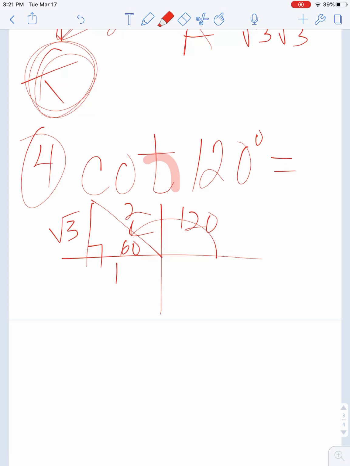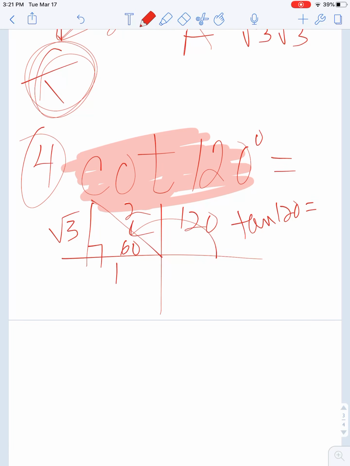I don't like cotangent, right? We don't like cotangent. We like tangent better. So I'm going to think about what is the tangent of 120. Tangent is opposite over hypotenuse. So you can either think this is hypotenuse over opposite or just find it here and then we'll flip it. So opposite is root 3, not hypotenuse. Did you catch that as I was doing that? Opposite over adjacent. Root 3 over 1.